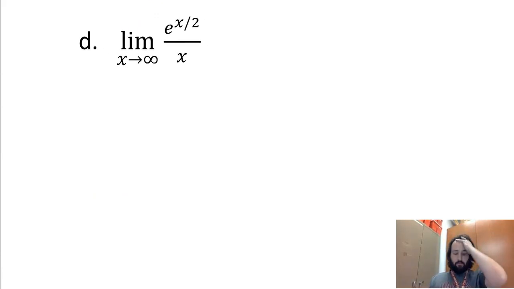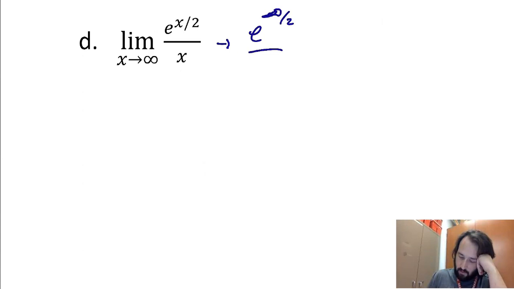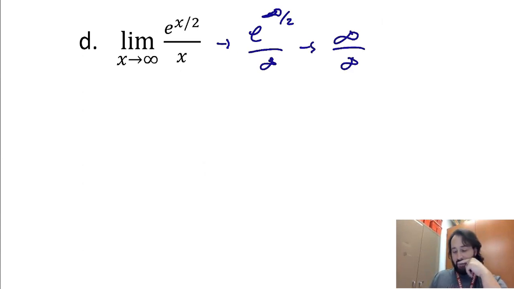All right. So let's see, as I approach infinity, so this would yield e to the infinity over 2 over infinity, which would yield infinity over infinity. Right, so I know the one on top is going to be bigger most likely, so this is probably just going to go to infinity, but let's use L'Hopital's and see what happens with this one.